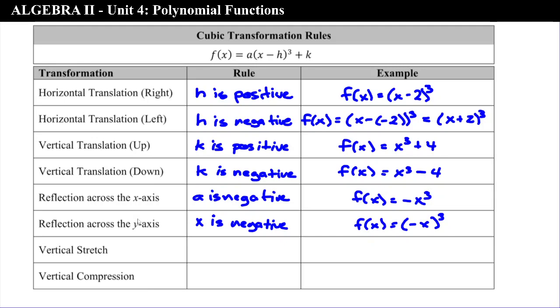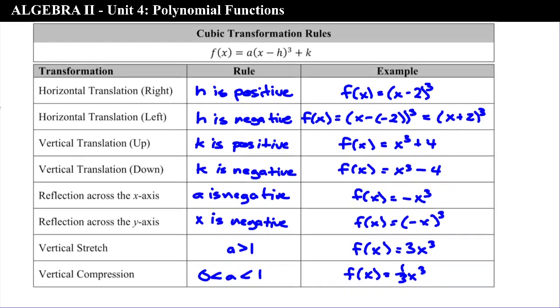All right, you have a vertical stretch when a is greater than 1, and you have a vertical compression when a is some number between 0 and 1. So, for example, a stretch would look like this: f(x) = 3x^3. So you would have a vertical stretch by a factor of 3. And a compression would be a vertical compression by a factor of 1/3. So that's how this all works.